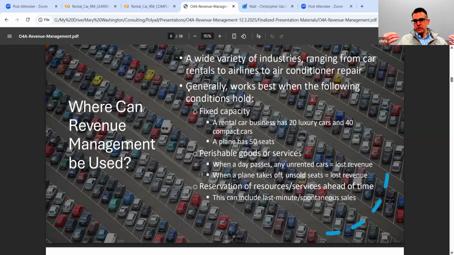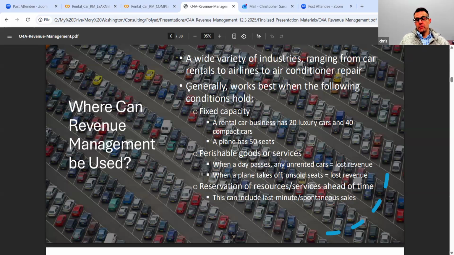So we find some conditions that characterize industries that are appropriate for revenue management. We typically find it works best when we have a couple of different conditions. One of these is a fixed capacity. As an example, a rental car business might have, let's say, 20 luxury cars and 40 compact cars. And that's the capacity they can work with. Or another example is that a plane has 50 seats that it can sell. So it's constrained in that sense. Similarly, an airline has a fixed number of different types of planes in its fleet.